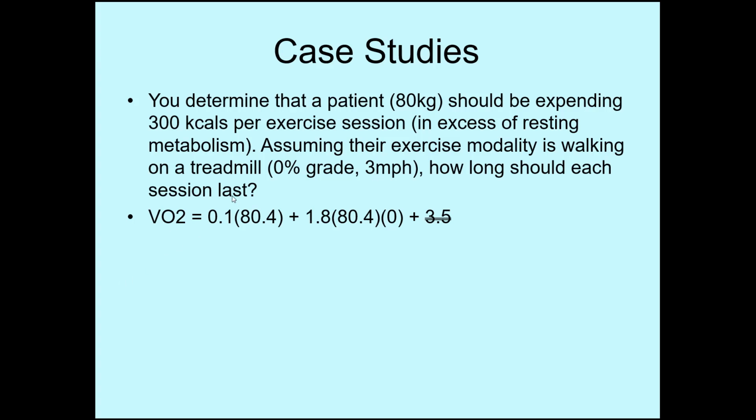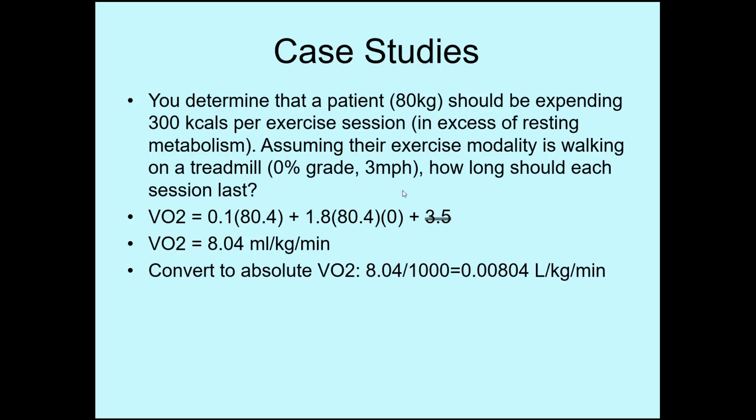I'm going to use the walking equation because that's what they're doing. I put in the speed, 3 miles an hour, converted to meters per minute. Notice I put in a 0 for the grade, so that's going to make all this go to 0 because they're walking on a flat surface. And I got rid of the resting. That's a simple way to get it into net units. Instead of calculating it in gross, getting a gross VO2 and then subtracting out the 3.5, which you can do if you want, I'm just not going to add this to it, and that's automatically going to give me net VO2. So I get a net VO2 of 8.04 milliliters per kilogram per minute.